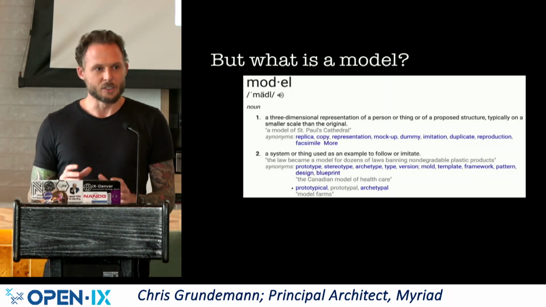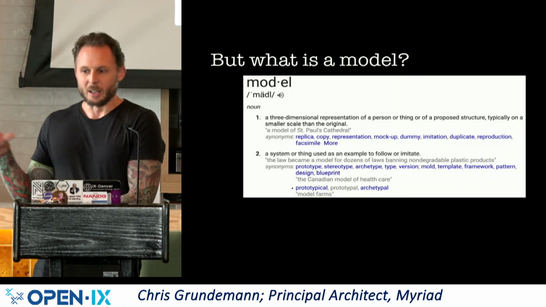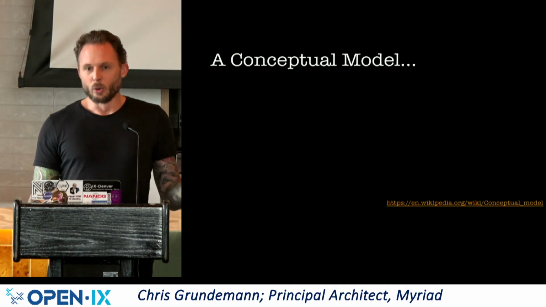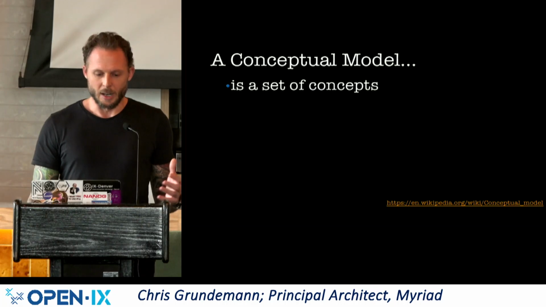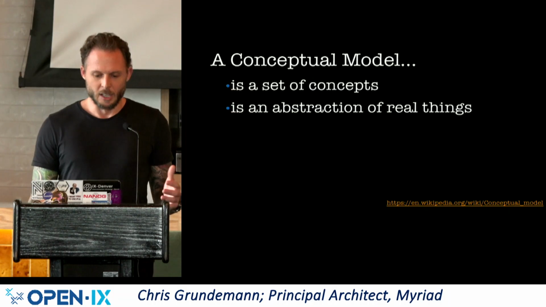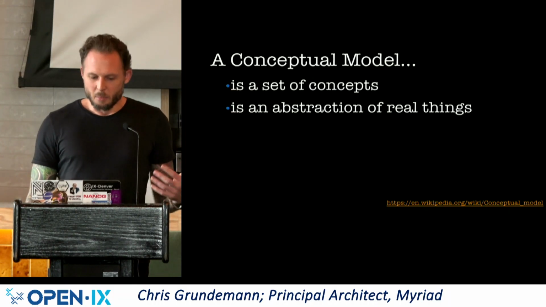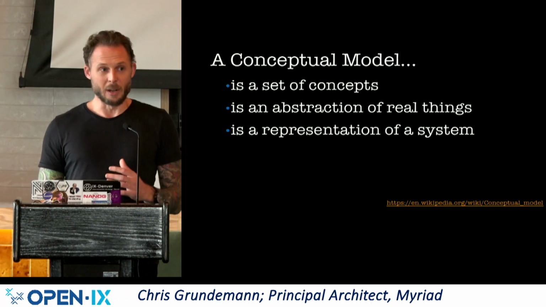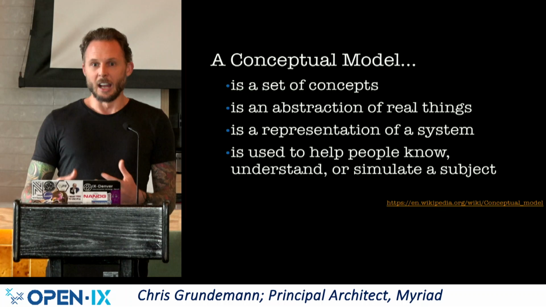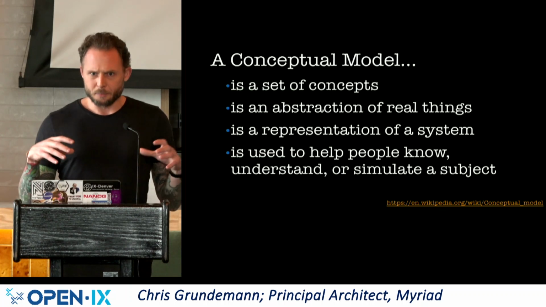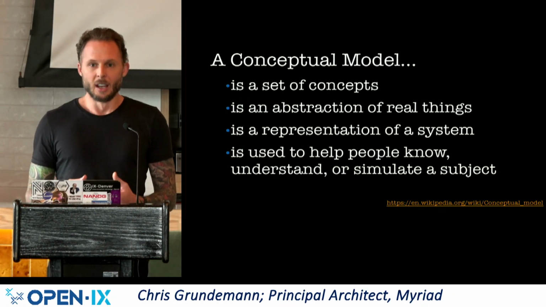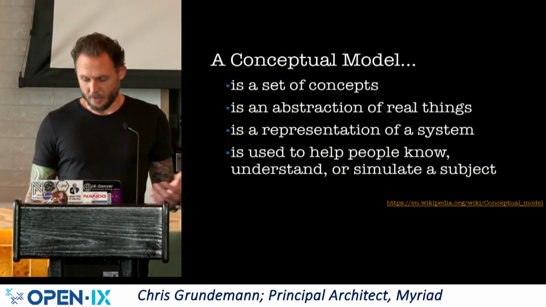Obviously, we're not talking about HO scale trains. We don't really want to 3D print a physical representation of the network. It may be fun, but not very useful. So what I'm really talking about here is a conceptual model. If we look at Wikipedia, it says a conceptual model is a set of concepts, not super useful. An abstraction of real things, more useful. A representation of a system, I think now we're getting somewhere. Really it's used to help people know, understand, and simulate a subject. And that's what I'm really trying to talk about here. So obviously, a model is not the exact thing, but it's something we can use to think about that thing or talk about that thing that'll help us to build that thing.